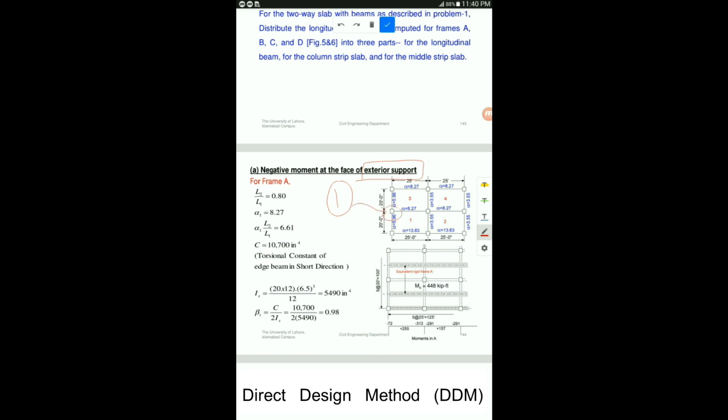So this is in rigid frame A. I'm going to first calculate the value of L2 over L1 for this rigid frame. It is coming out to be 0.80. What is L2 and what is L1?